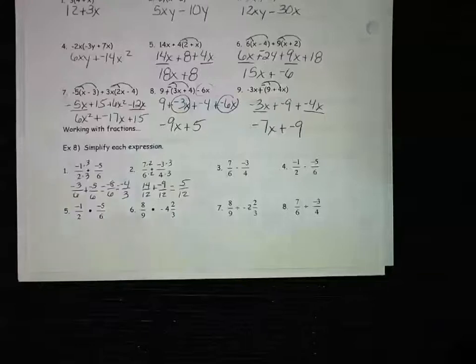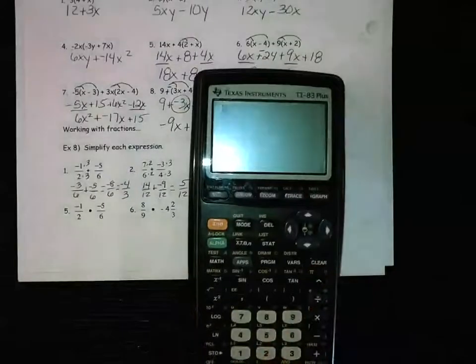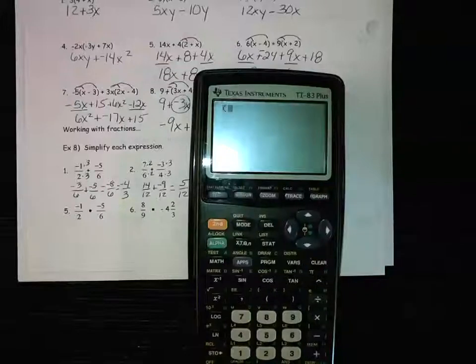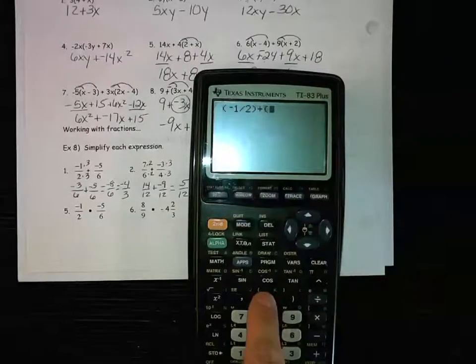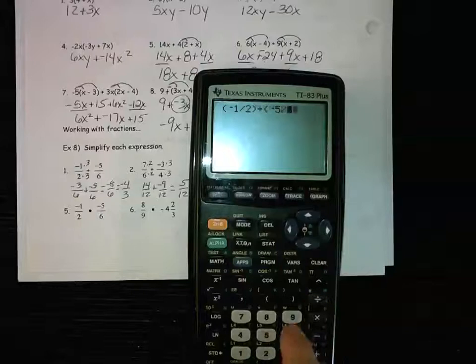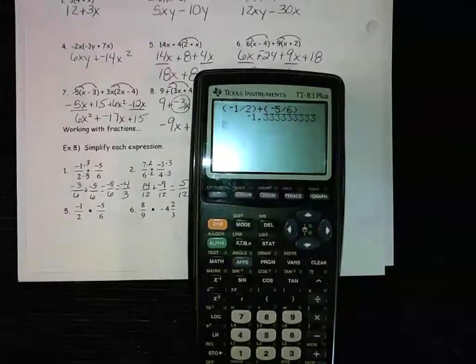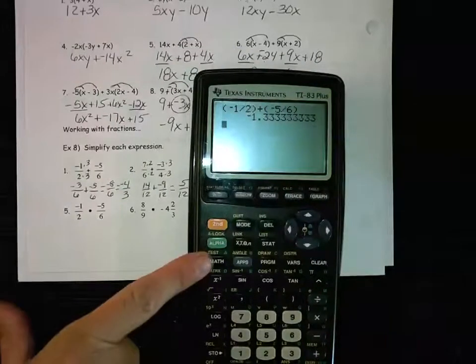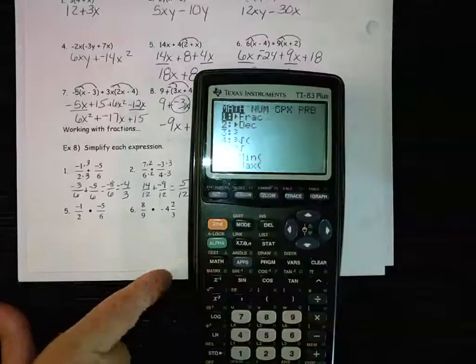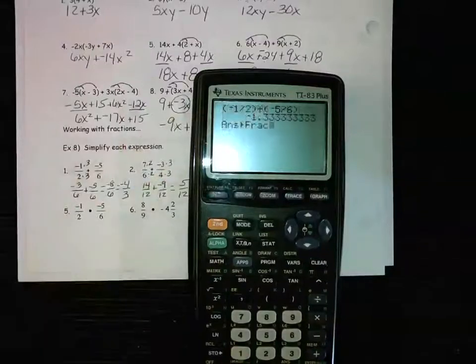You could also do this on a graphing calculator, and I always put parentheses around my fractions. And if you do negative 1 divided by 2 plus negative 5 divided by 6, you would get the negative 1.3 repeating. And if you had been asked for your answer as a fraction, you can go to this math key. Number 1 is fraction, and it will write that as a fraction for you.